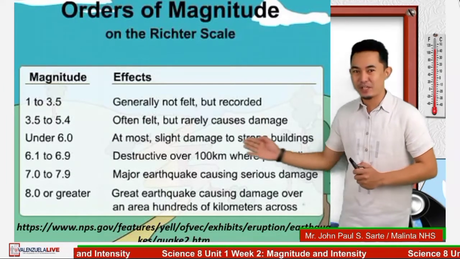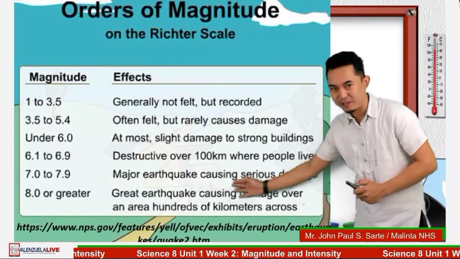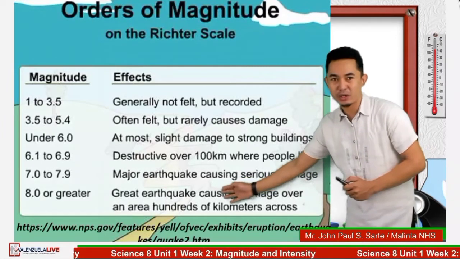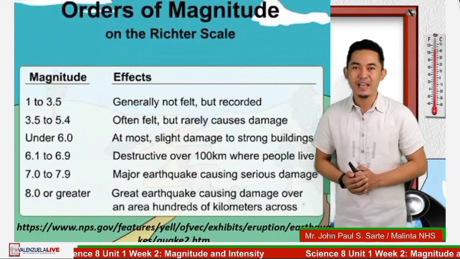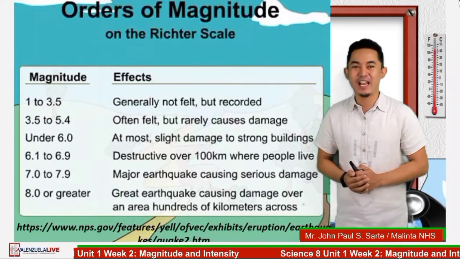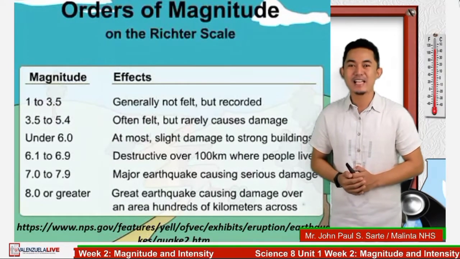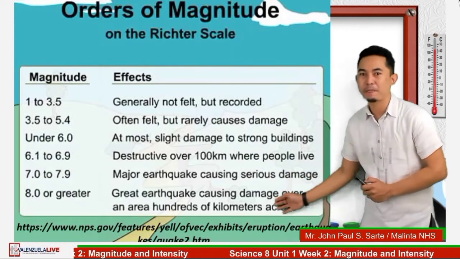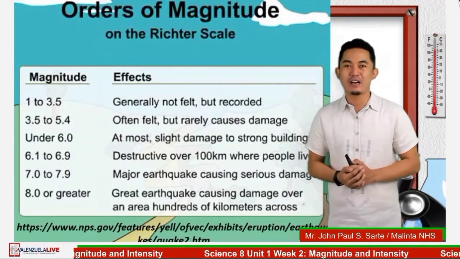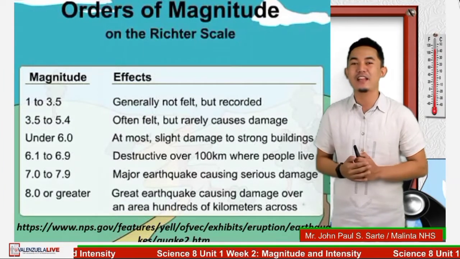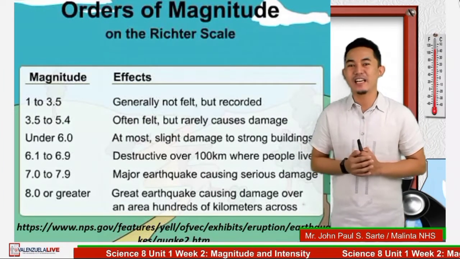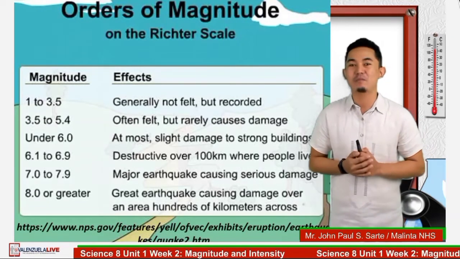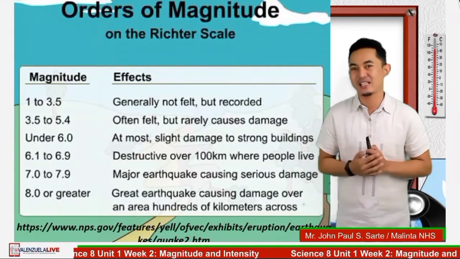Magnitude 7.0, as you notice class on the screen, is a major earthquake causing serious damage. And lastly, magnitude 8 or greater has the effect of a great earthquake causing damage over an area hundreds of kilometers across. Those are the details about the effects of each magnitude to all of us.